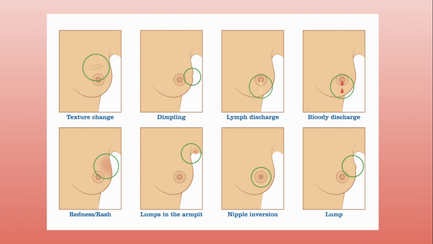And here we have a small diagram, and you can tell all the different types of signs or symptoms. Over here we have texture change, some dimpling on the side of the breast, lymph discharge and blood discharge over here. Over here we have redness or rash on the breast and kind of near the armpit. We have here a lump in the armpit, which is also another sign of breast cancer. Nipple inversion, so that's the nipple going inwards towards the breast, and a lump on the breast.